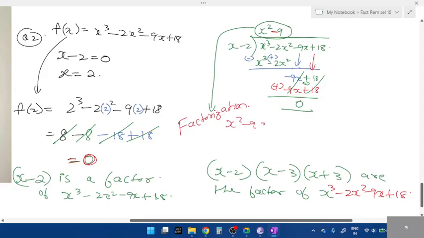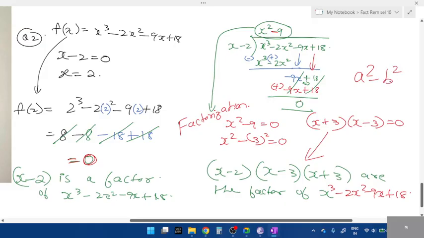x square minus 9, take it as 0. I'll write x square as it is. How can I write 9? Can I write 3 square? Doesn't it look like a square minus b square? x plus 3 and x minus 3. Just write that. Remember this, students: when there are only two values, use the a square minus b square concept. When there are three values, use the sum and product rule. You all can complete. Start solving.